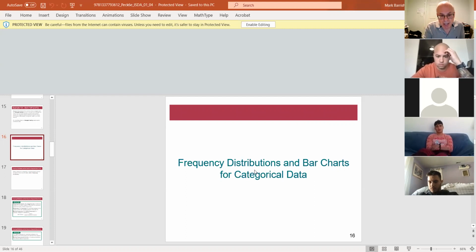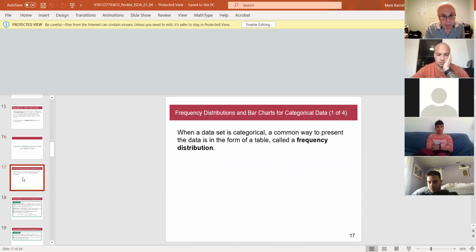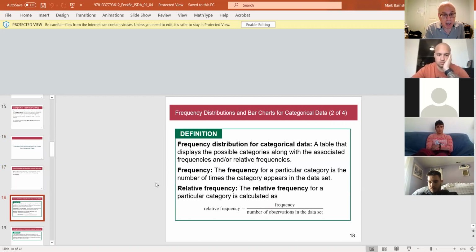You can express that in a table, all right, with the names of the categories and the counts. You can express it graphically as a bar chart or as a pie chart, all right? So you have choices there. Typically, bar charts and pie charts are for categorical data only, all right? All right. So frequency distribution.